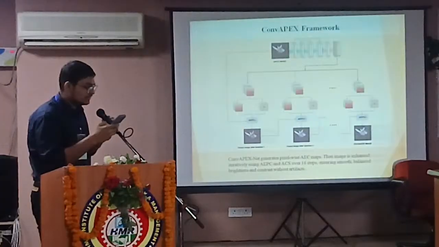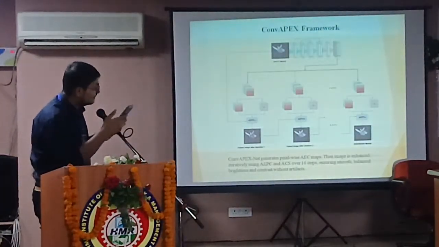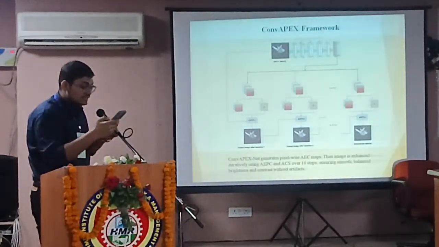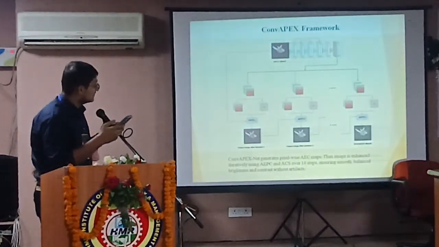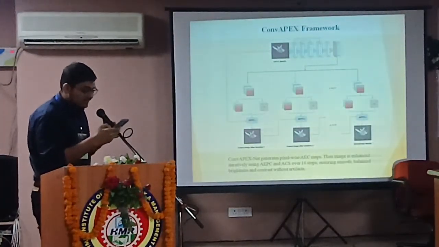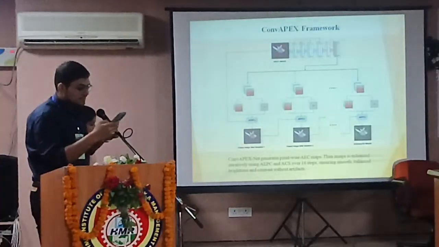These alpha and beta maps are then used to guide the pixel-wise enhancement through a simple correction equation represented by the AEPC. So this enhancement is done iteratively, that is, the output of the first step becomes the input for the second, and finally we get the enhanced frame after this framework.